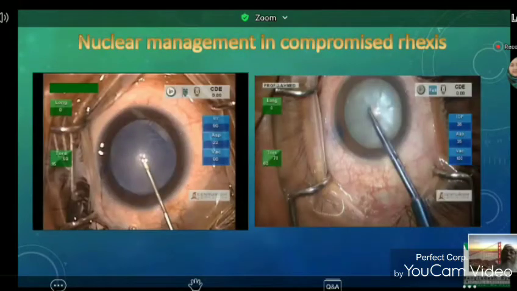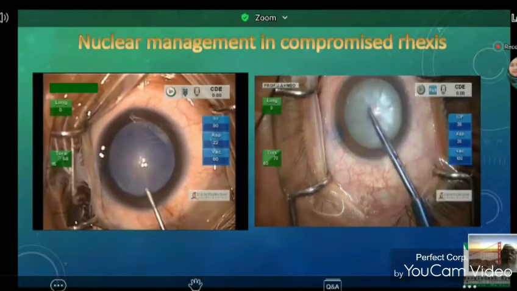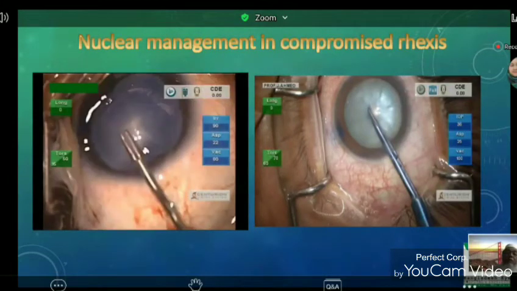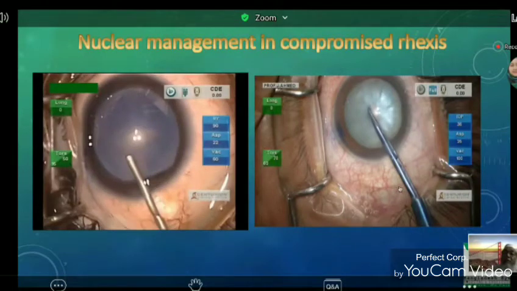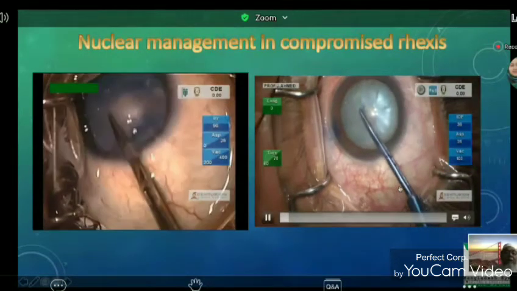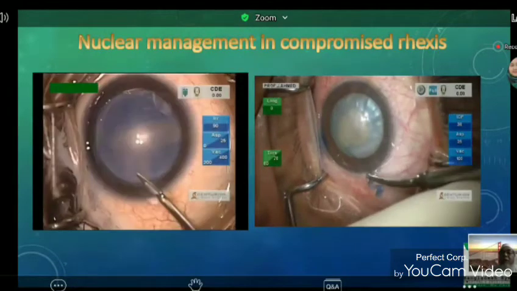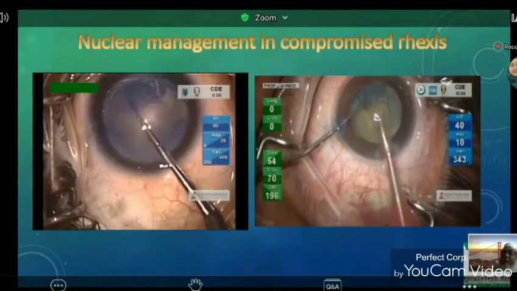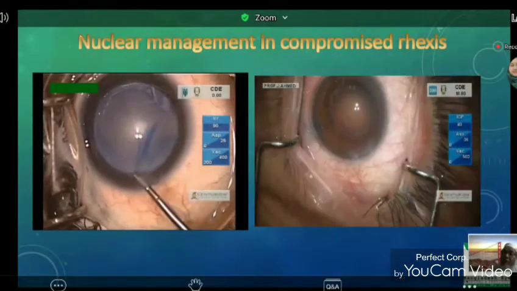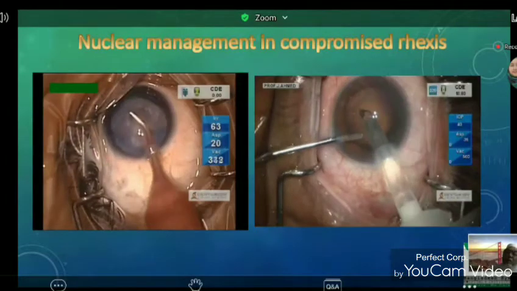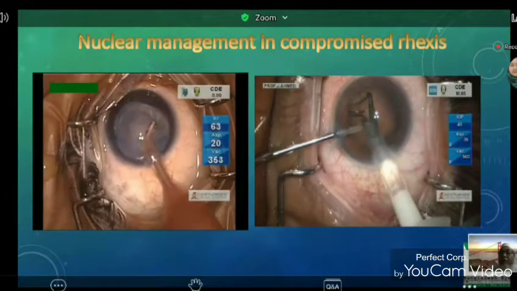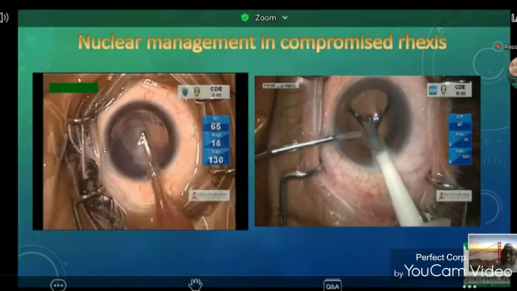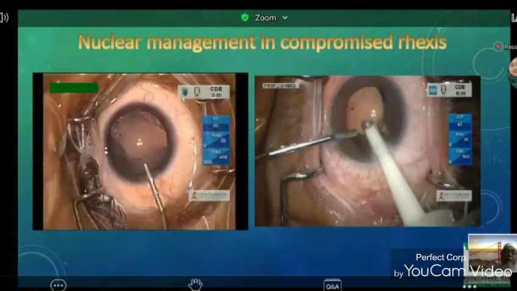Here, even in compromised rexis, in the left side case there is an Argentinian plug sign, and in the right side there is also a radial extension of the capsule. In both cases, phacoemulsification is possible. In that case, we carefully do the phaco away from the radial extension area. So it is possible to complete the phacoemulsification in a good way.